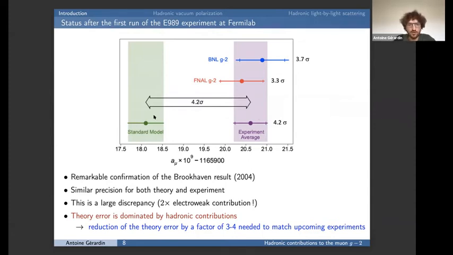Now, again, this discrepancy is quite large because, in terms of magnitude, it is about 2 times the full electroweak contribution. And second, this error is mostly due to the hadronic contribution. Since this value is just the result of the first run, and after all the runs we expect to have something like 20 times more statistics, this error would be significantly reduced in the next few years, which means that at the same time, we would like to also reduce the error on the theory estimate.